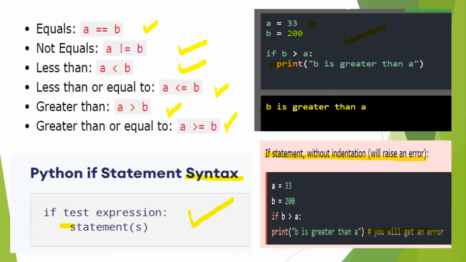Python interprets non-zero values as true. None and zero are interpreted as false. So those are just reminders.